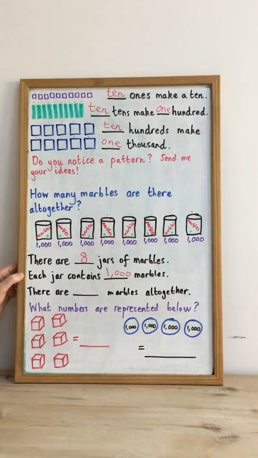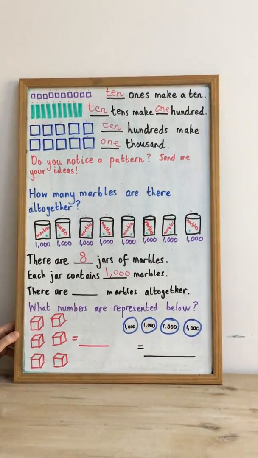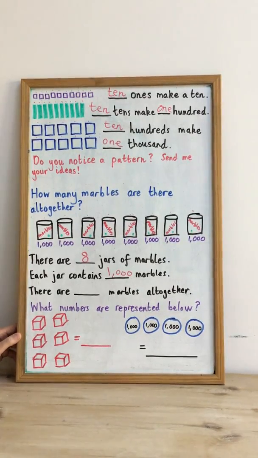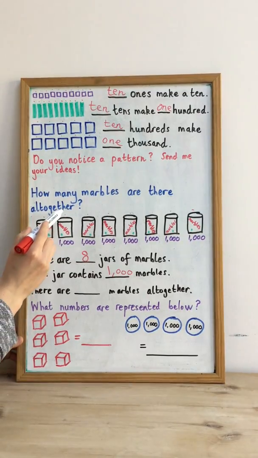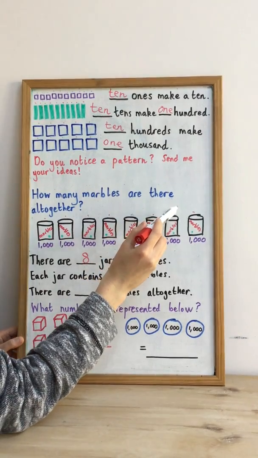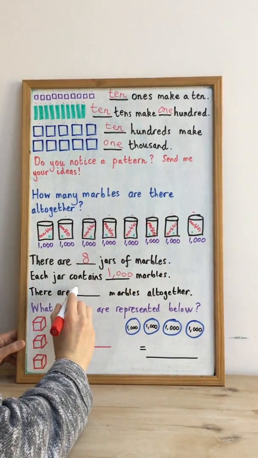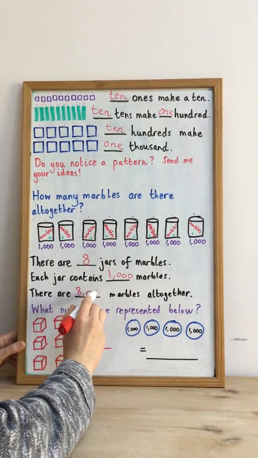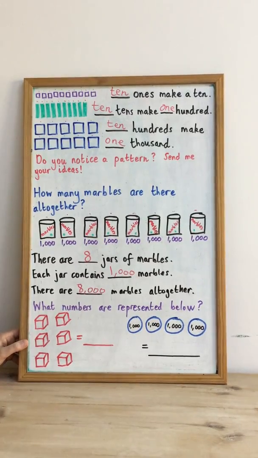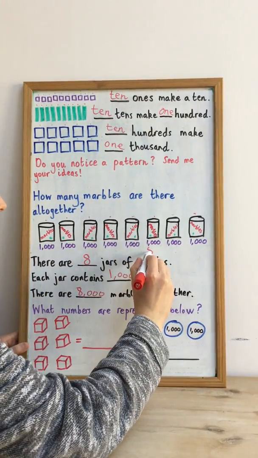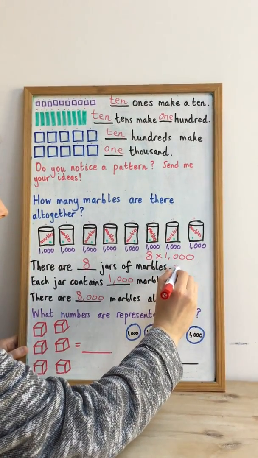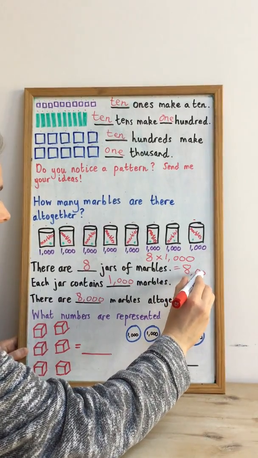So if each jar contains 1,000 marbles and there are 8 jars of marbles, how many marbles do we have altogether? Now if we count in thousands, we should be able to work this out. 1,000, 2,000, 3,000, 4,000, 5,000, 6,000, 7,000, 8,000. So there are 8,000 marbles altogether. If you wanted to show this as a multiplication sum, it would look like this. 8 times 1,000 is equal to 8,000.